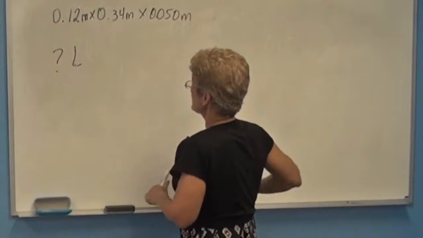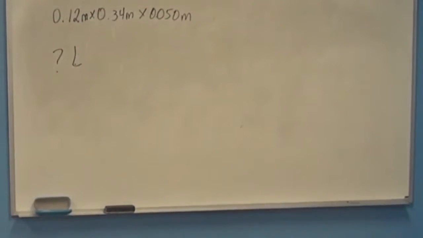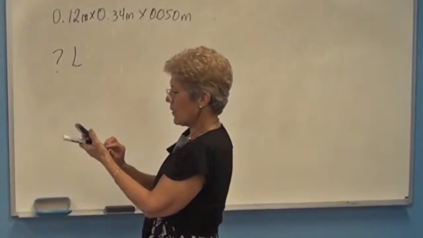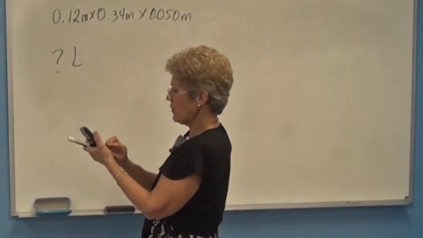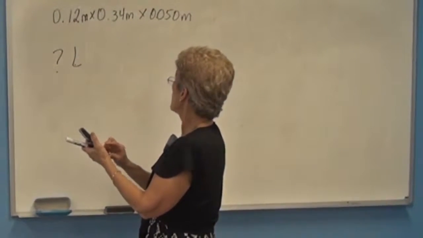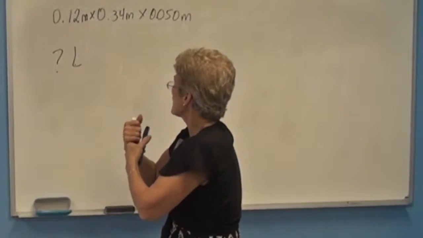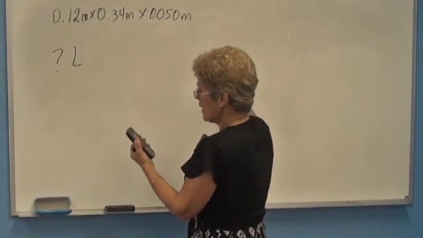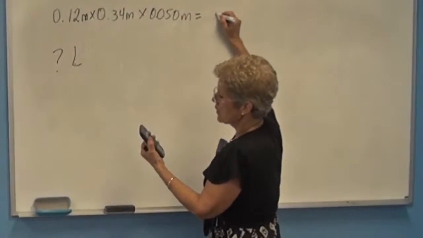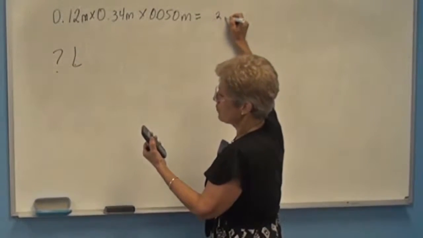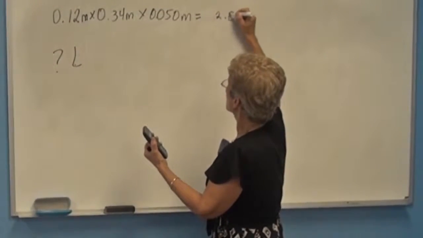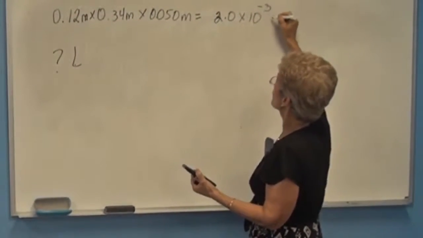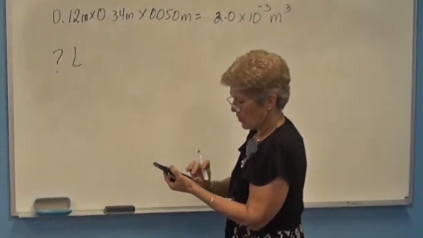Okay, so first we take this. And we don't kill our calculator because our calculator is our friend. Okay, so I've got 0.12 times 0.34 times 0.05 equals, we've got 2 significant figures, 2 significant figures, 2 significant figures. Remember, this is to the right of the decimal at the end of the number. And so this gives me 2.0 times 10 to the negative third meters cubed.